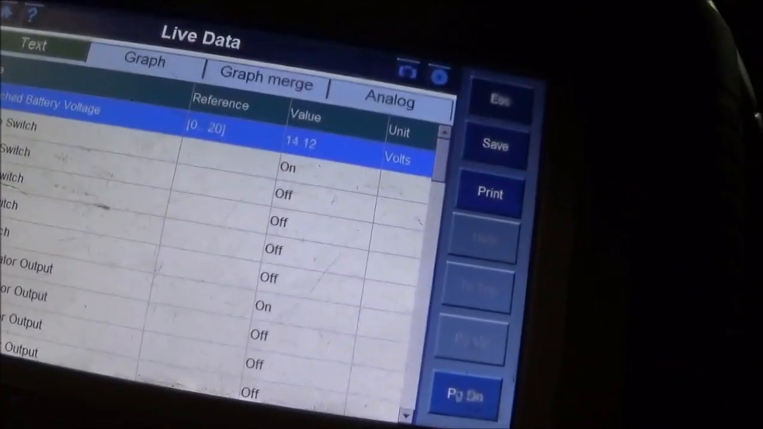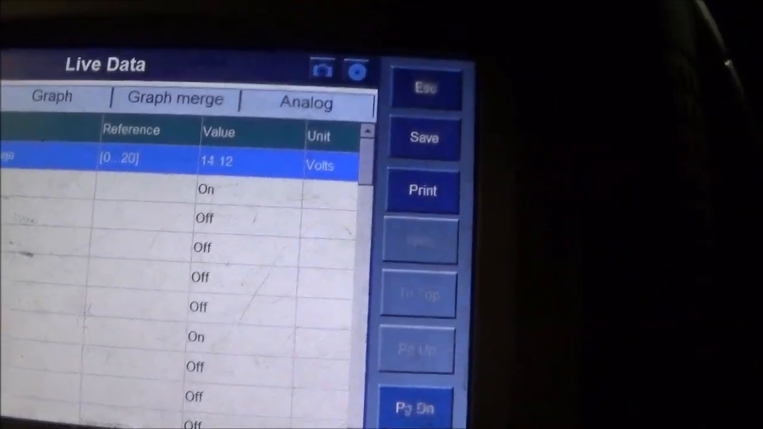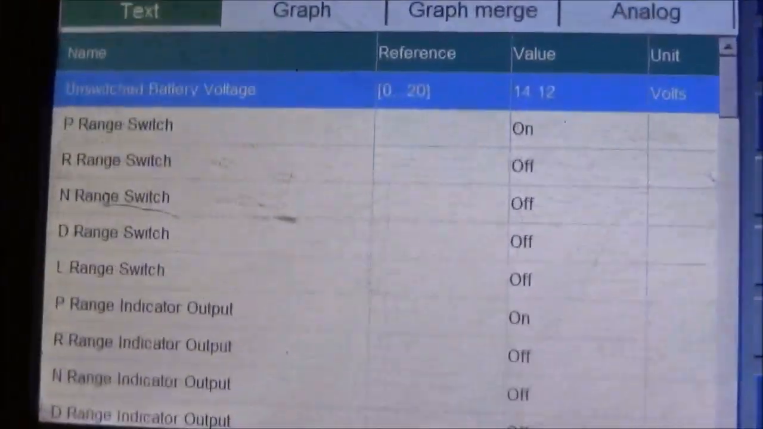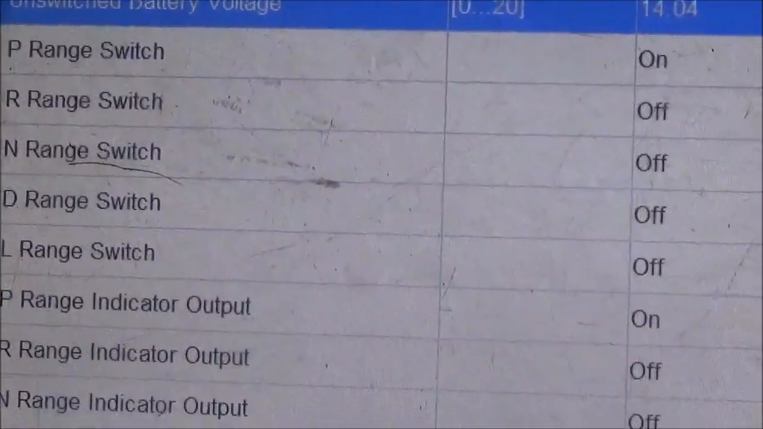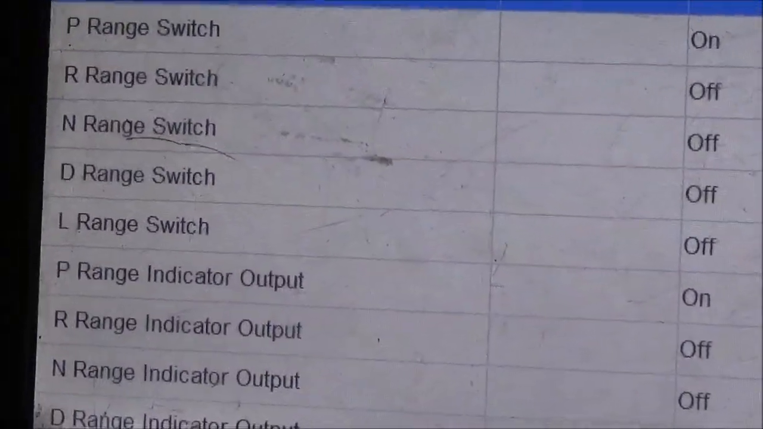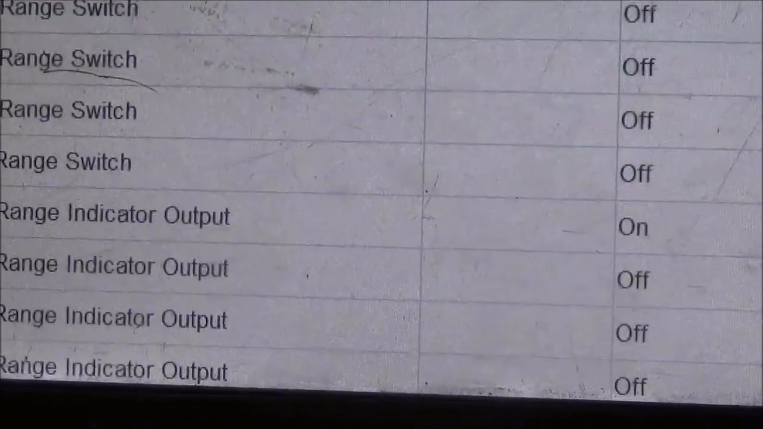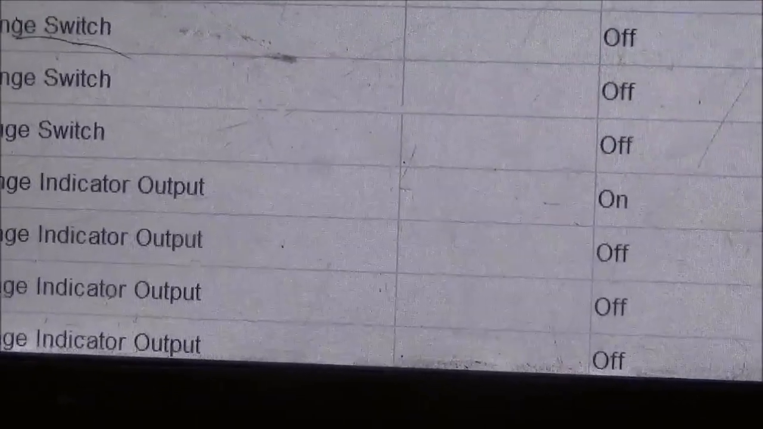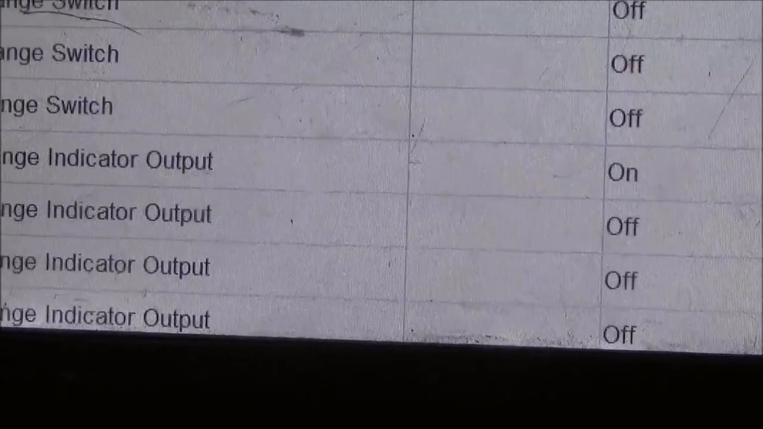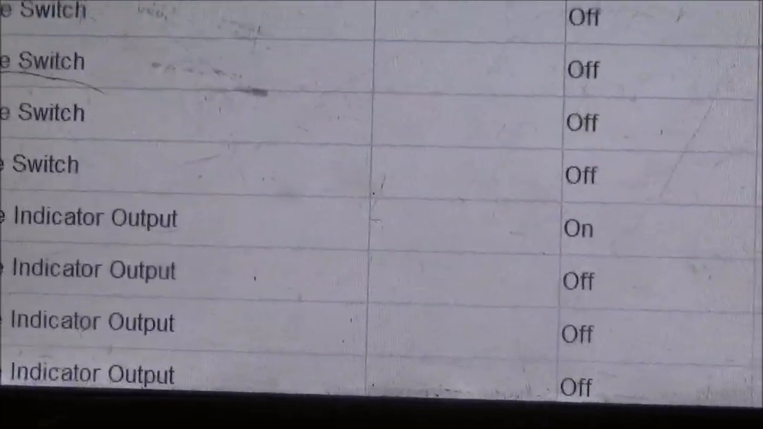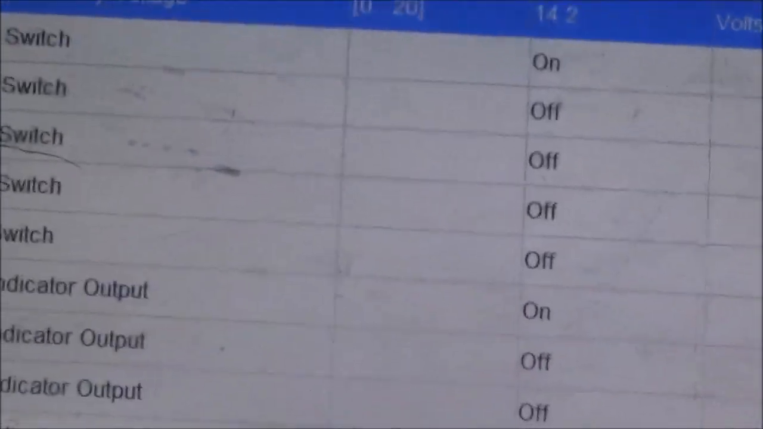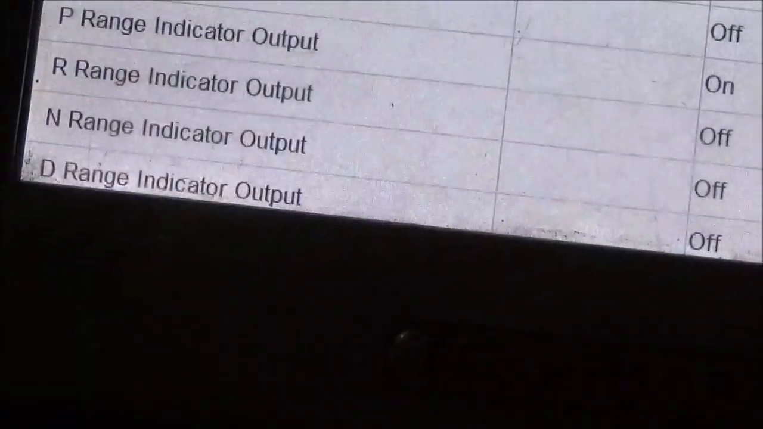All right, now I'm going to go to the live data. The reason I'm going to the live data is sometimes you can look at the live data and it can give you an idea of what is going on so that you don't have to go into the transmission right away. So this is an ideal situation to look at live data to see what it may show you when something is actually wrong.